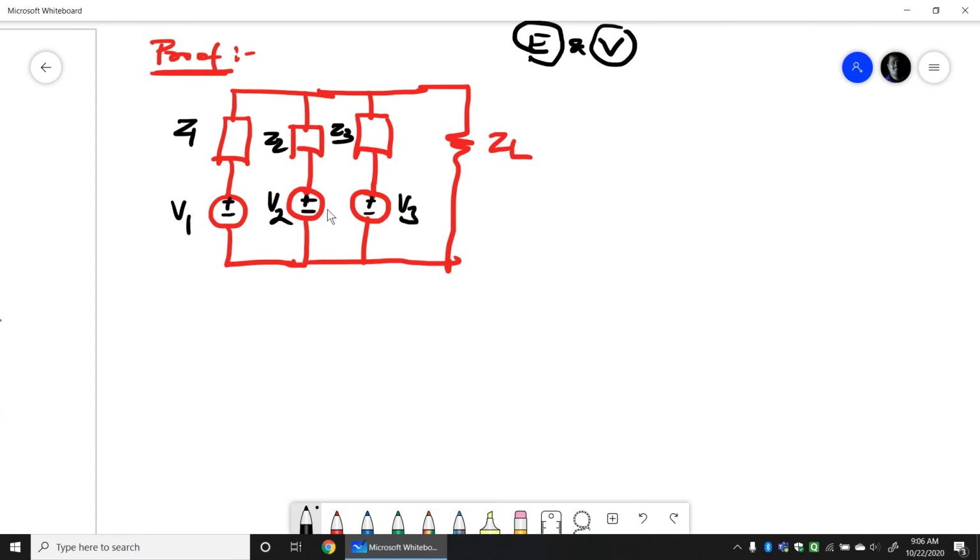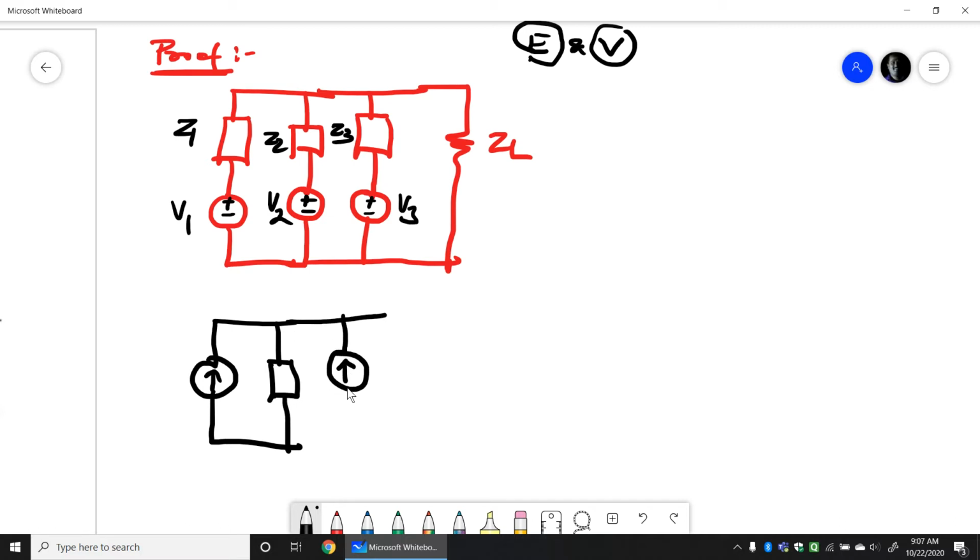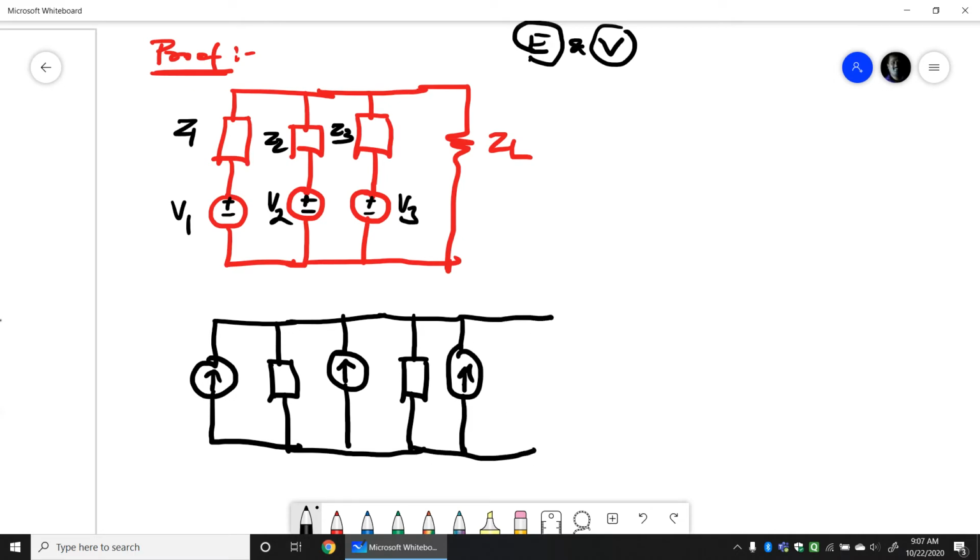Now if I convert the series combination of voltage in series with Z into a current source, what will I get? I will get a current source. This is done by source transformation. And then I have a current source, then another impedance here, and that will be in parallel with the ZL. So this will be what?